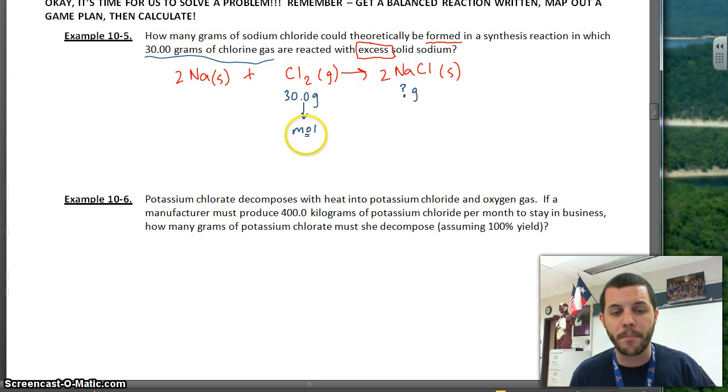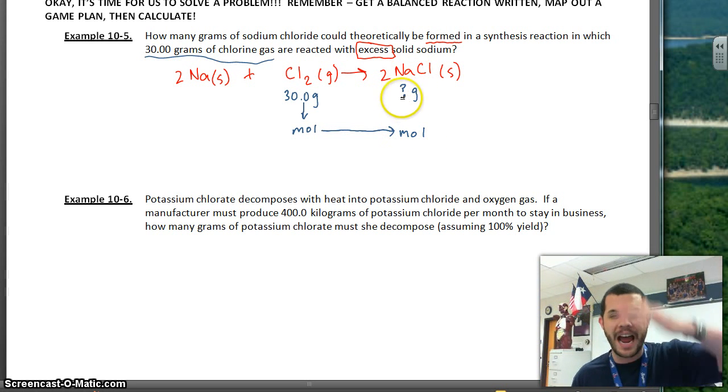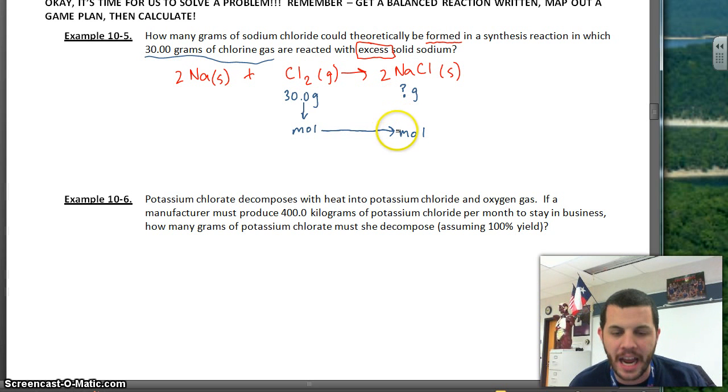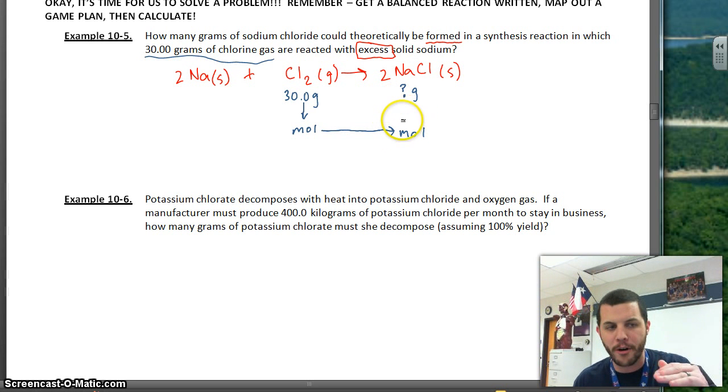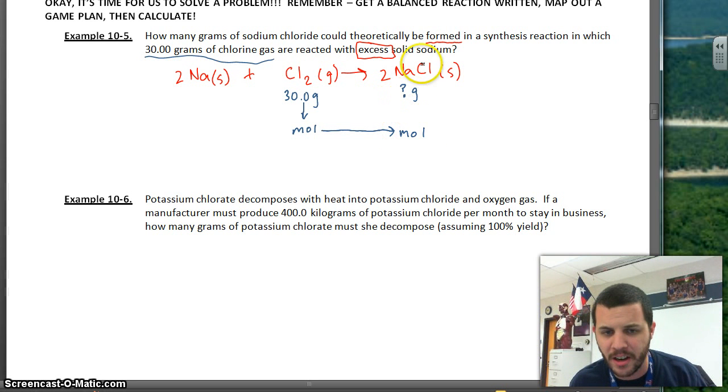Now that I've gotten to moles, I can go from moles of this and shoot over my mole road map to get to moles of NaCl. So now I'm at moles of sodium chloride, and I can deal with that part of this problem. The question now becomes, can I go from moles to grams of NaCl? Of course I can, because I know the molar mass of sodium chloride, not a problem. So I go from moles to grams.